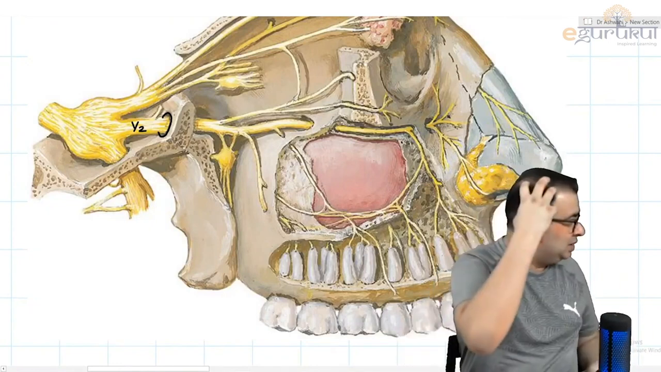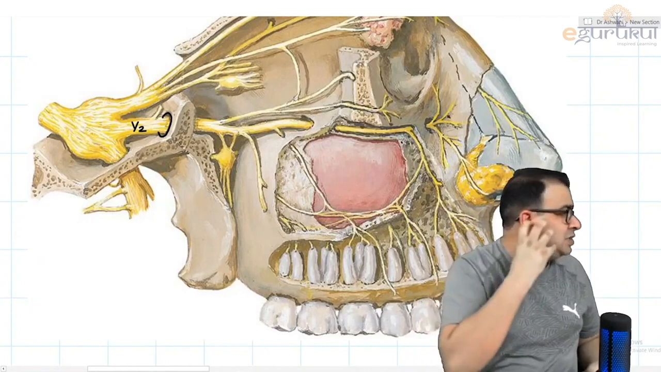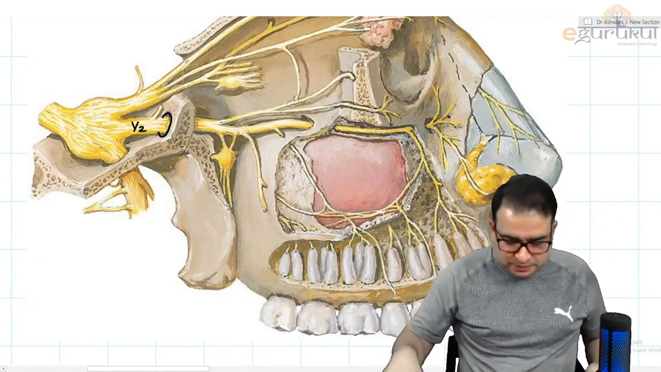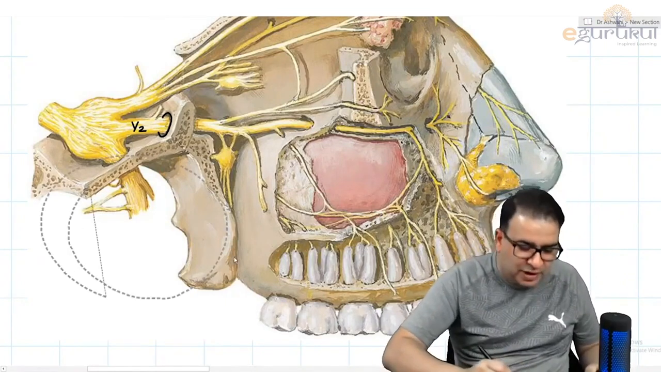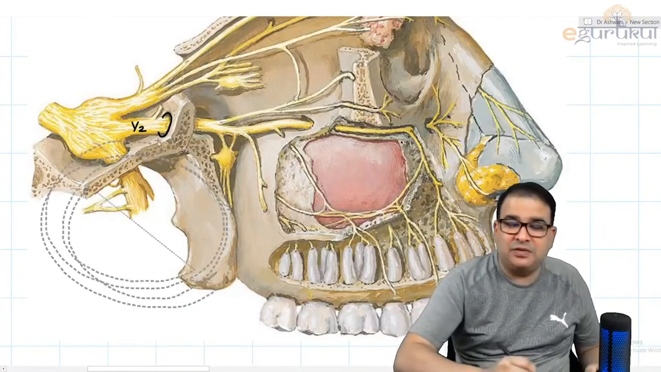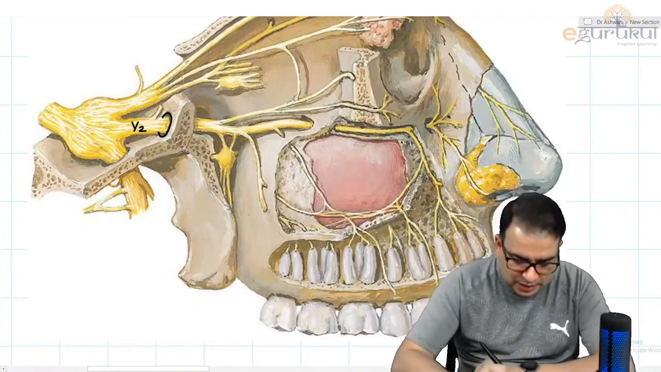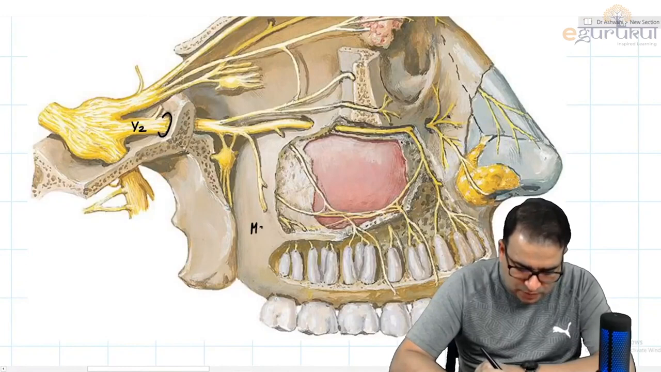That is the temporal fossa. Below the zygomatic arch, this is called the infratemporal fossa. This whole thing is an infratemporal fossa. But what you see, what bone is that? That is the maxilla bone.